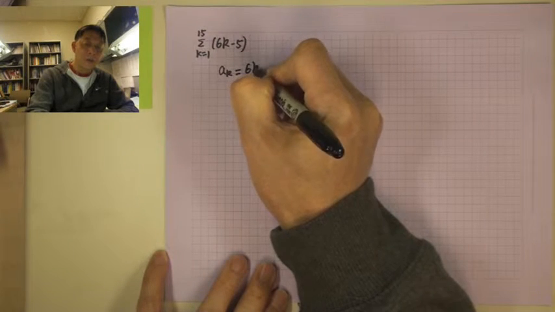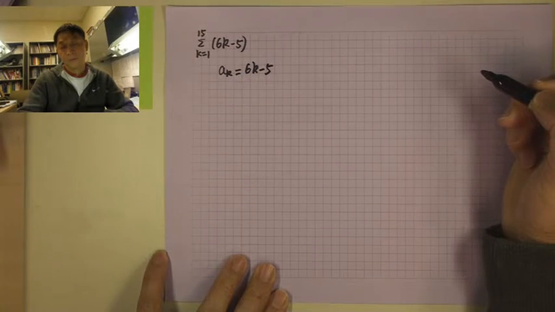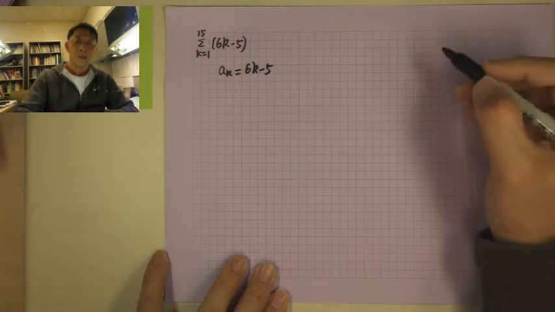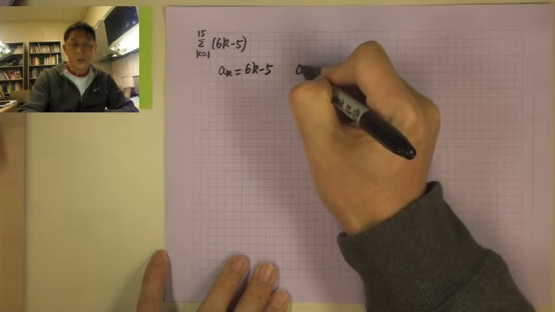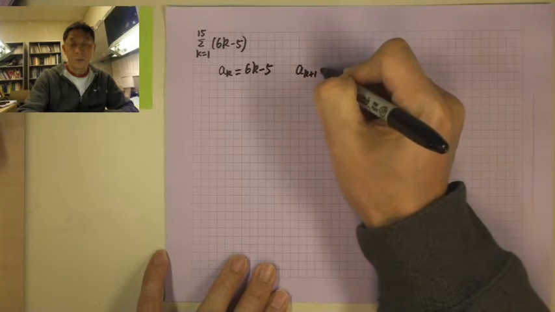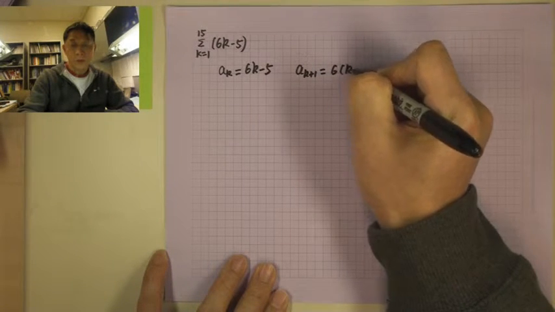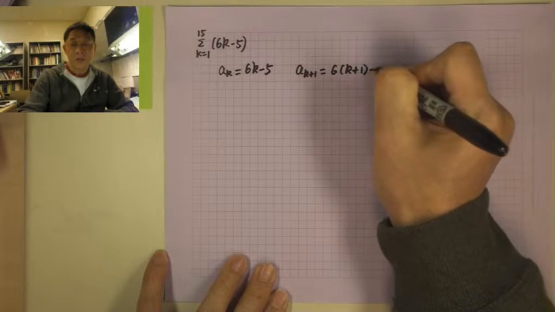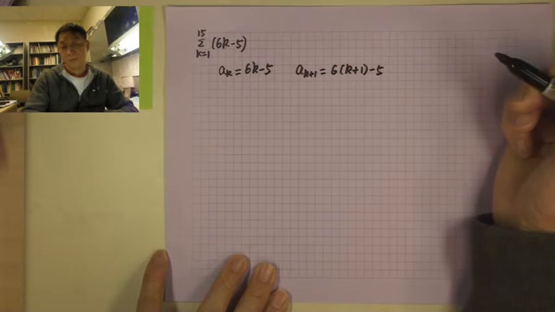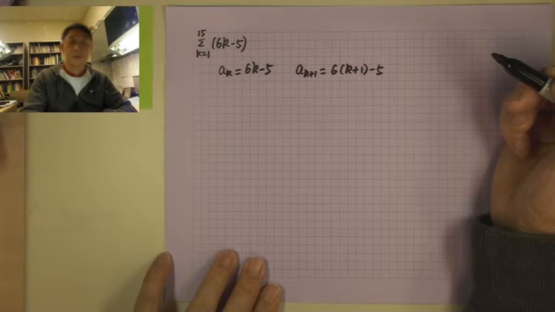which is 6k minus 5. That's the general term. And then you probably also agree a_(k+1) would be what? 6(k plus 1) minus 5. Okay, is this one really an arithmetic sequence?